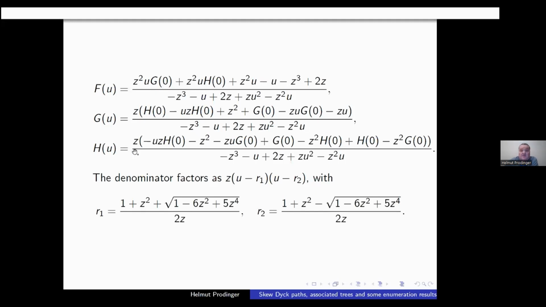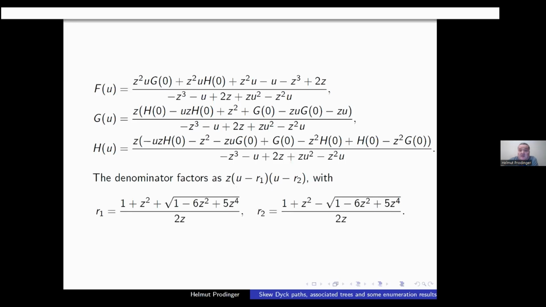And as we notice, we have in the denominator in u quadratic polynomials, and they can be factored as follows, u minus r1 and u minus r2 and z, and these two solutions are depicted here. And as it happens, one of these factors is bad and has to disappear, otherwise we would not get a solution in power series.